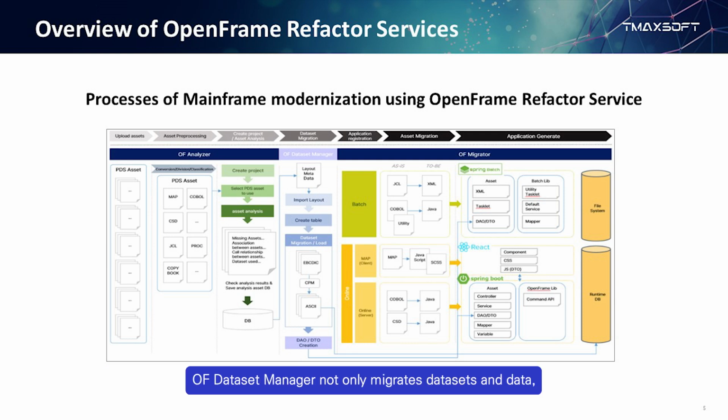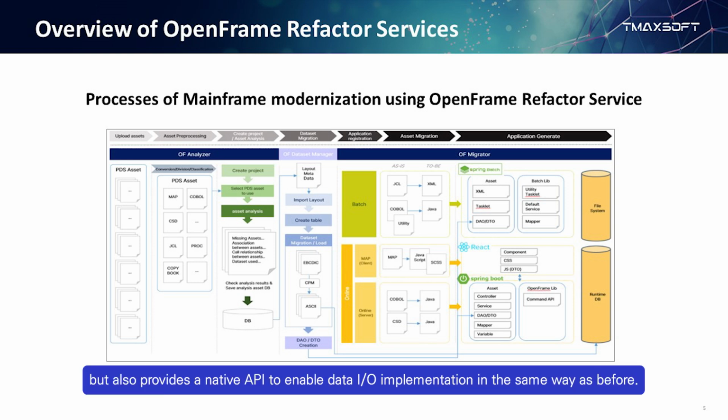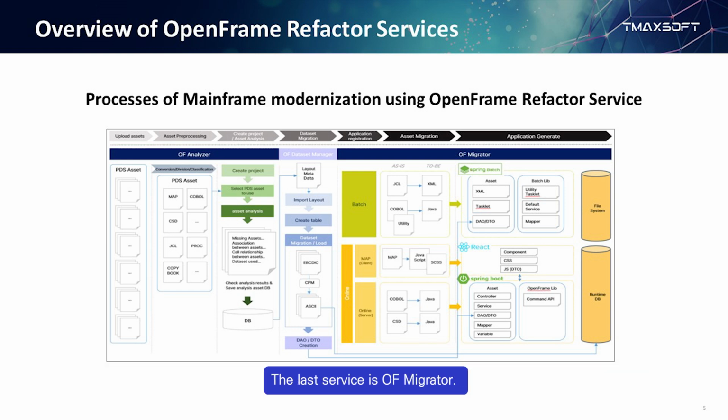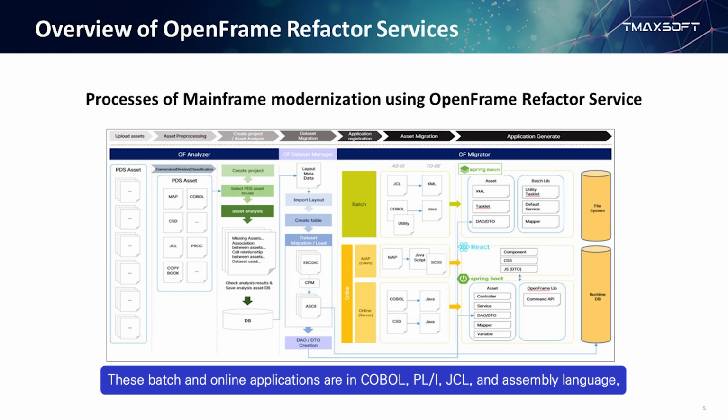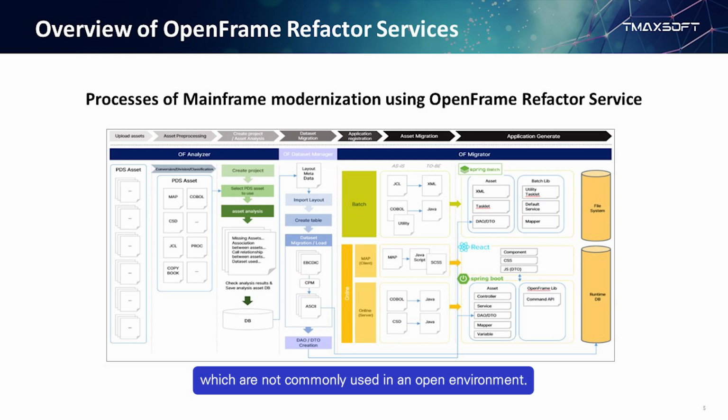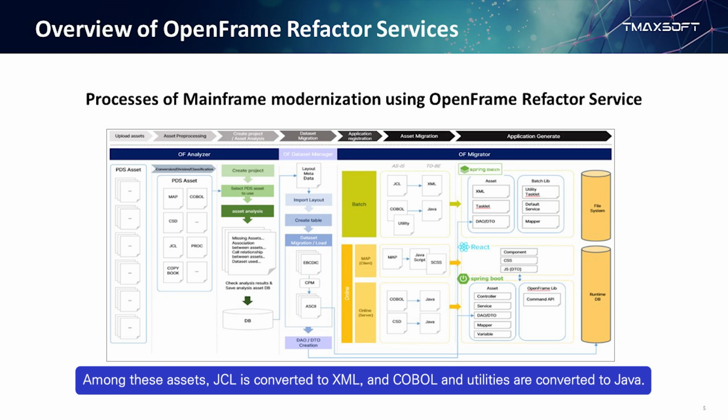OpenFrame Dataset Manager not only migrates datasets and data, but also provides a native API to enable data I/O implementation in the same way as before. The last service is OpenFrame Migrator. Mainframe applications are primarily classified into two types: batch applications and online applications. These batch and online applications are in COBOL, PLI, JCL, and assembly language, which are not commonly used in an open environment. Among these assets, JCL is converted to XML, and COBOL and utilities are converted to Java.